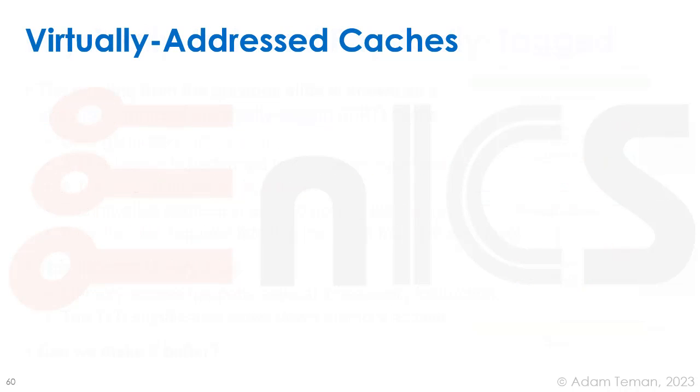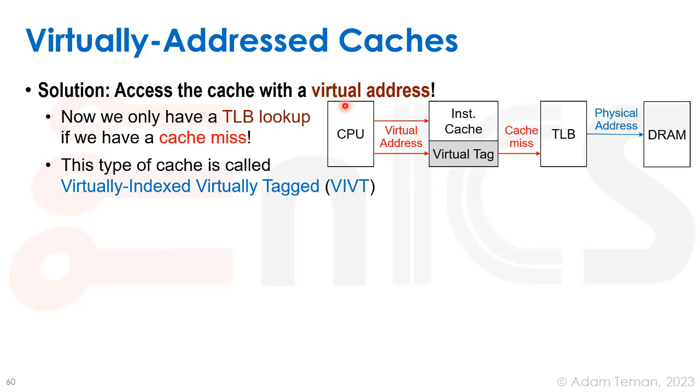And the answer is, yeah, we can use what we call a virtually addressed cache. So why don't we just access the cache with a virtual address? Now we only have a TLB lookup if we have a cache miss. So our CPU provides a virtual address. We have the virtual tag to tag the instruction cache, and therefore we can just provide a virtual address. If we have a miss on our virtual tag, then we go to the TLB and we get the physical address and go and get it from DRAM. This type of cache is called a virtually indexed, virtually tagged cache.